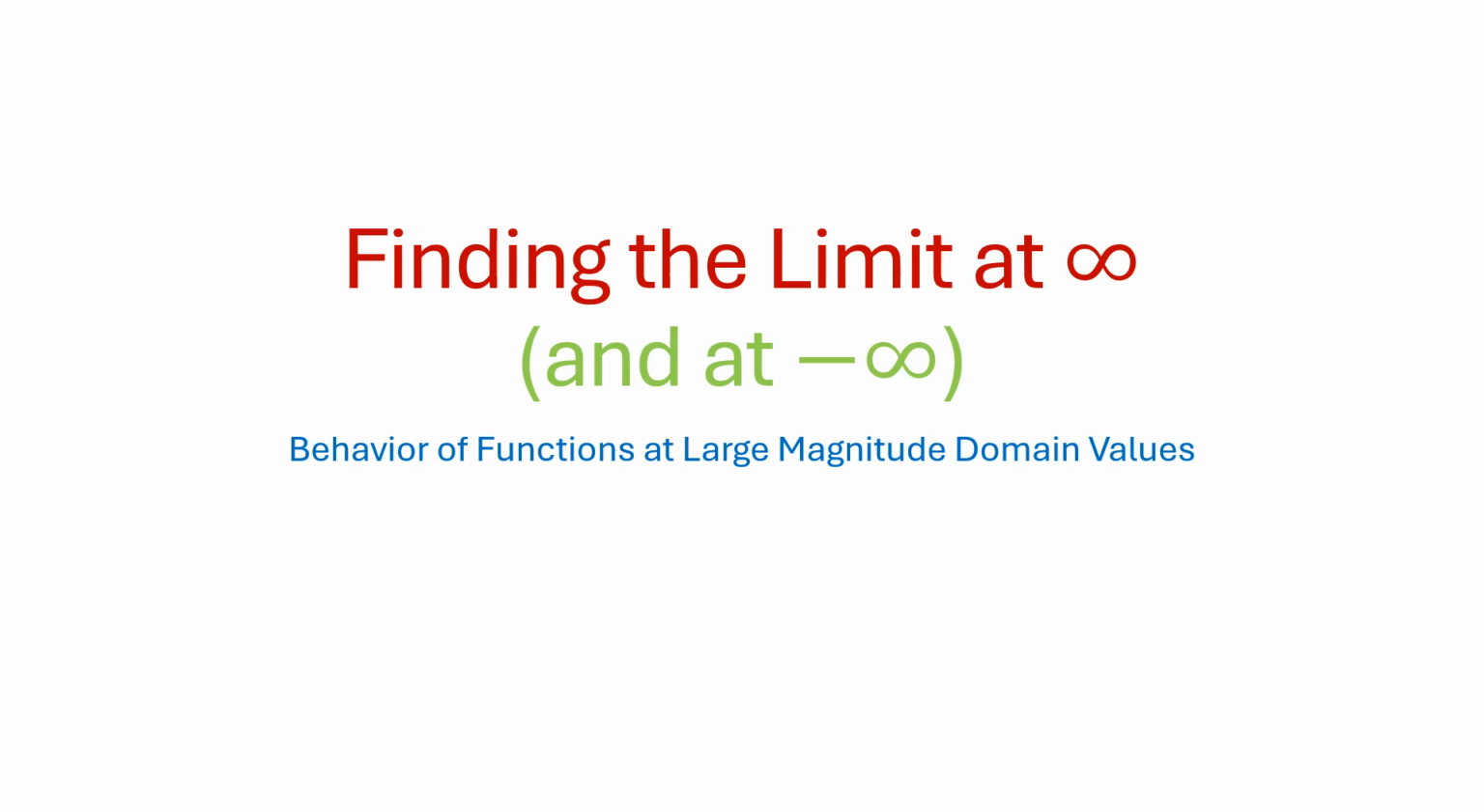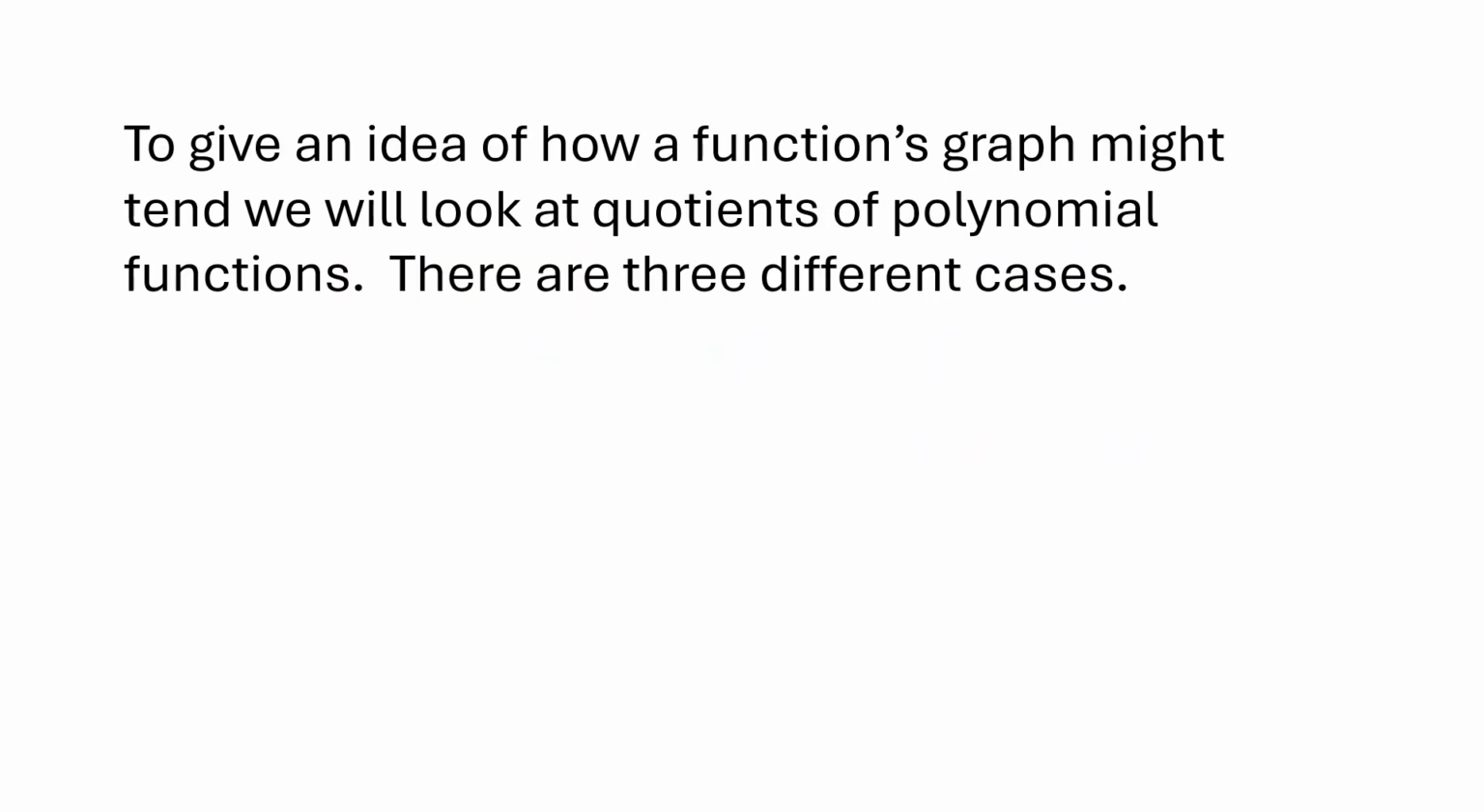Finding the limit at infinity and at negative infinity: the behavior of functions at large magnitude domain values, whether in the positive or in the negative direction. To give an idea of how a function's graph might tend, we look at quotients of polynomial functions. There are three different cases, and we're going to use this to show the technique that we might use to see what a function's doing way out, especially if there's a problem.